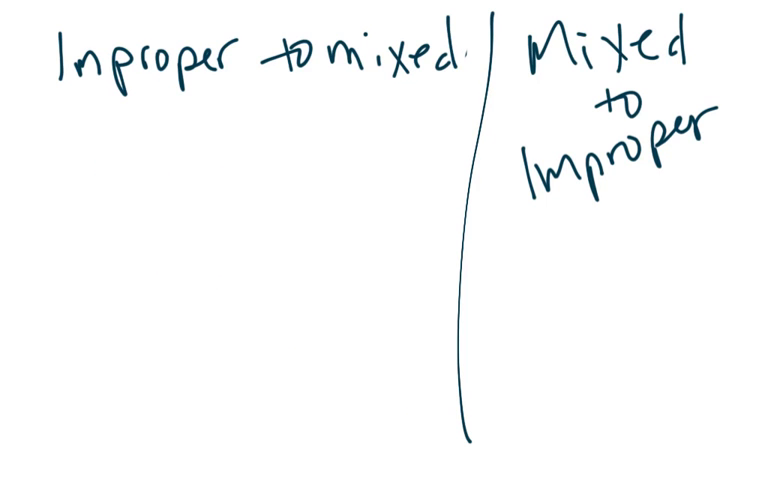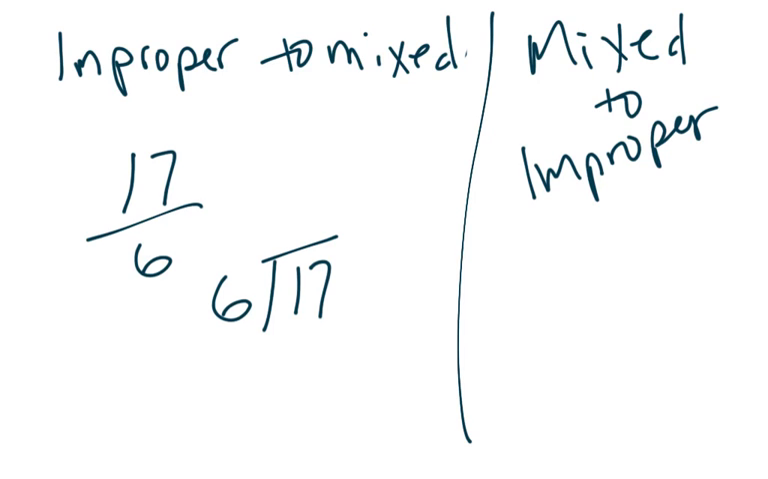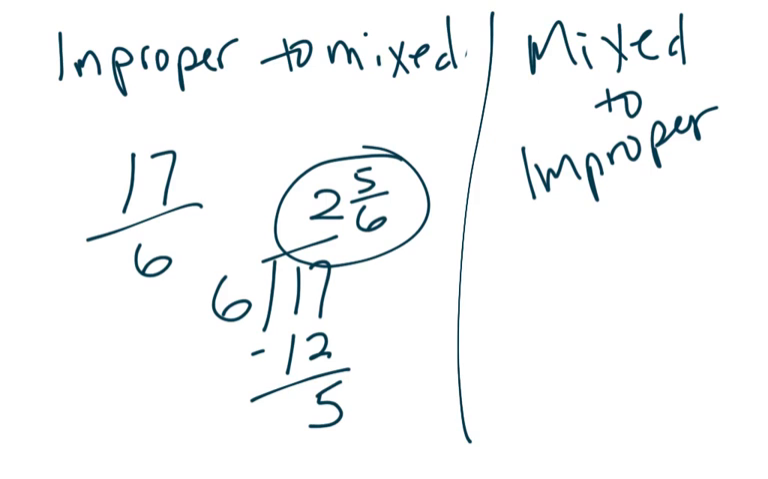I just want to review with you improper to mixed number. So if you have, let's say, 17/6, you would have to simplify that to a mixed number. And to do that, you would take 17 and divide that by 6, because 17 would be your dividend and 6 would be your divisor. So 6 goes into 17 twice. 2 times 6 is 12. Subtract, I will get 5. 5 becomes my numerator. 6 would be the denominator for 2 5/6.